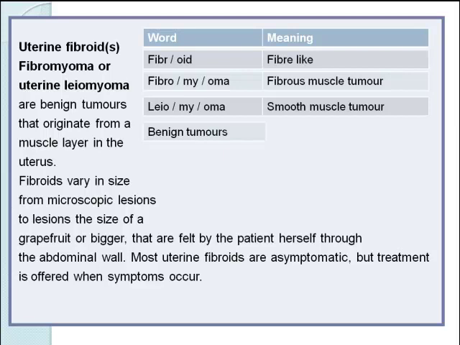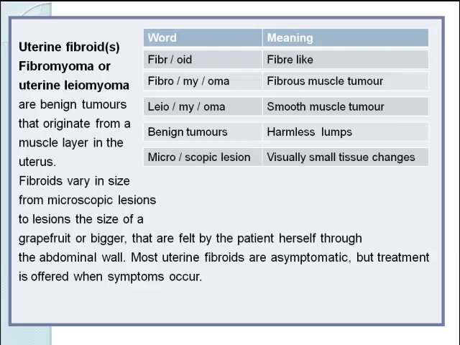Benign tumours, well, that's nice and easy to break down. Benign we know means harmless, and tumours relate to lumps and bumps, or mass or swelling. Microscopic lesion, well, a lesion is just a general broad term meaning a change in a tissue. It's microscopic, so it's visually small. The scopic is the visually bit, and micro, small.